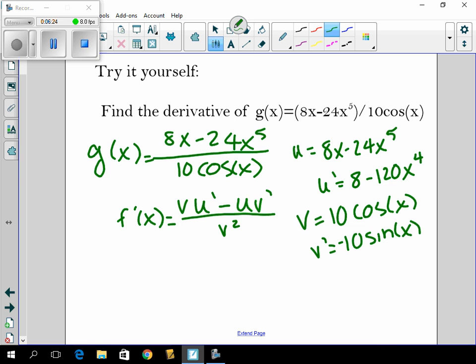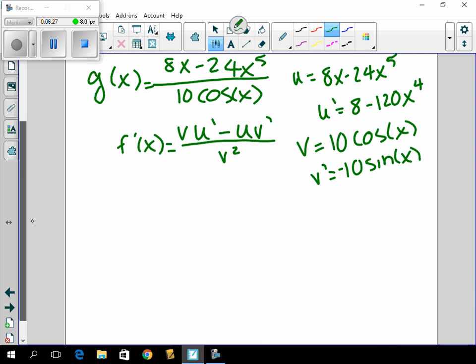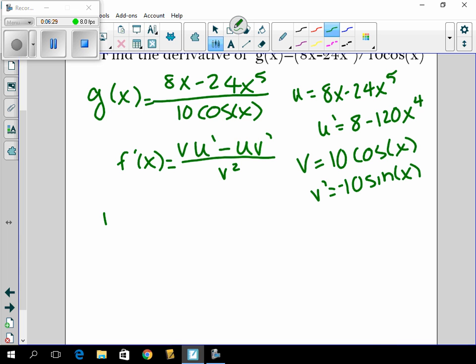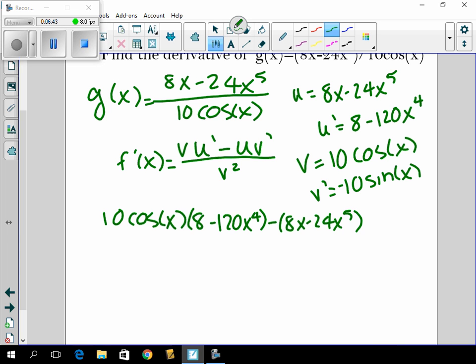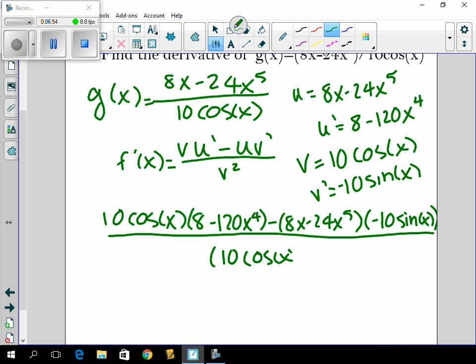So now all I need to do is plug it into my formula. So I take v, 10 cosine x, times u prime, 8 minus 120x to the fourth, minus u, 8x minus 24x to the fifth, times v prime, negative 10 sine of x, all over v squared, 10 cosine of x squared. So that's going to be my final answer for the derivative. I don't need to simplify it any more than I have right now.